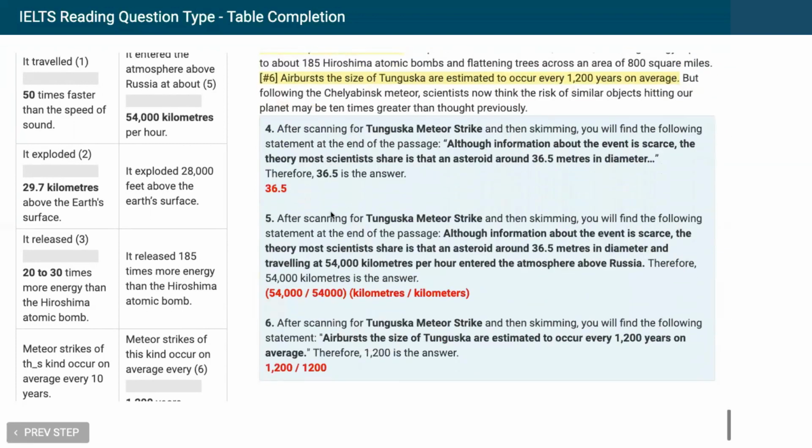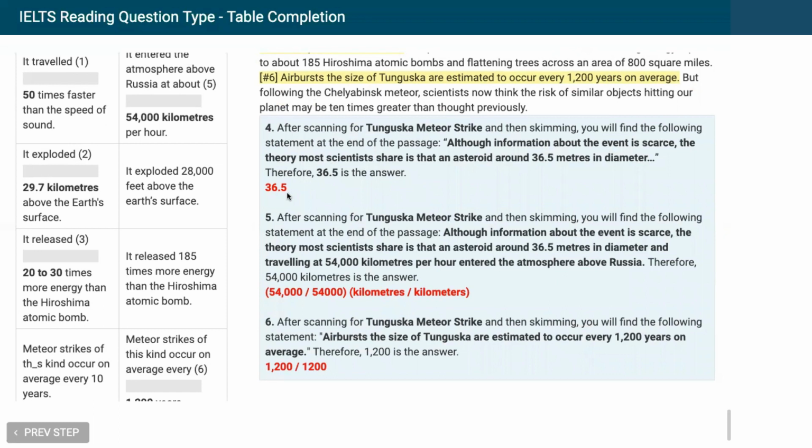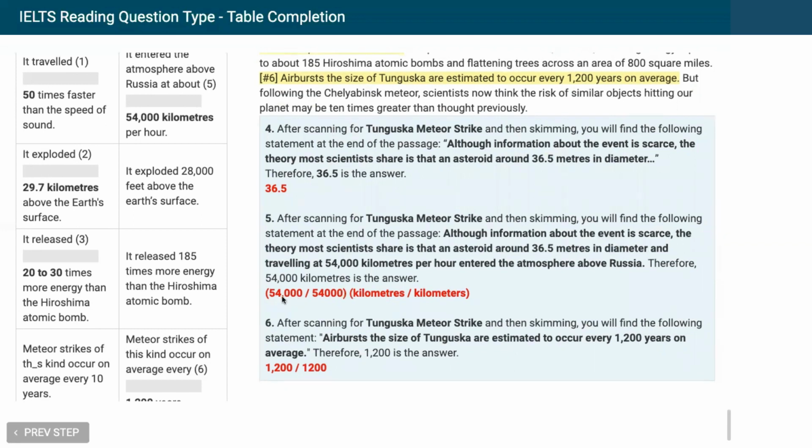Let's go down to number four, we see 36.5. This is really the only way to do it because if you were to write 36.5, that would be strange because you'd have to write point, and I've never seen that done. So if you have points like this, stick to writing the number. And again here, you don't have to necessarily write the comma for 54,000 or 1,200. It doesn't make any difference, so just keep that in mind. And again, kilometers or kilometres.